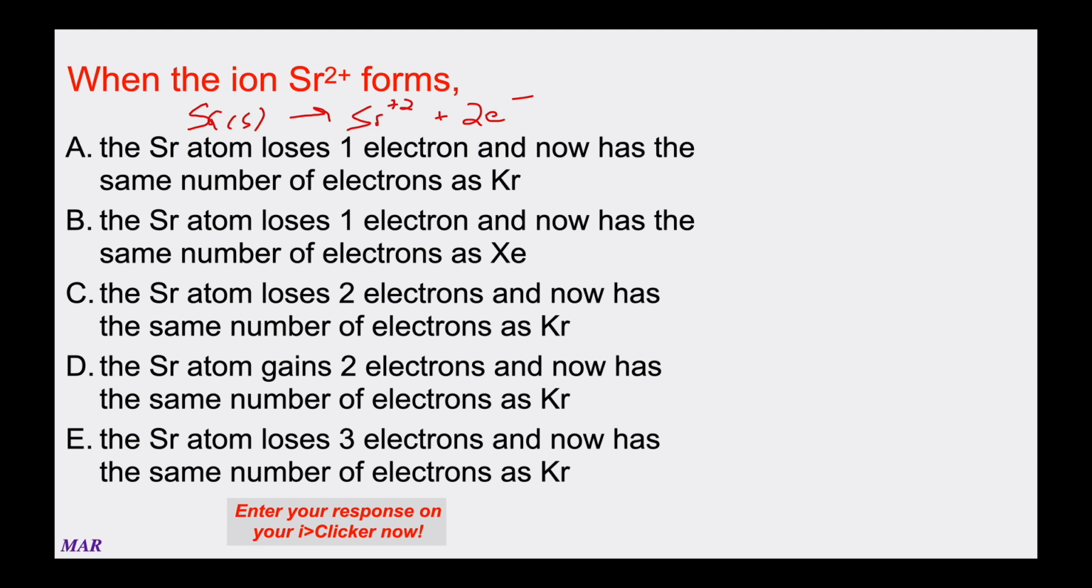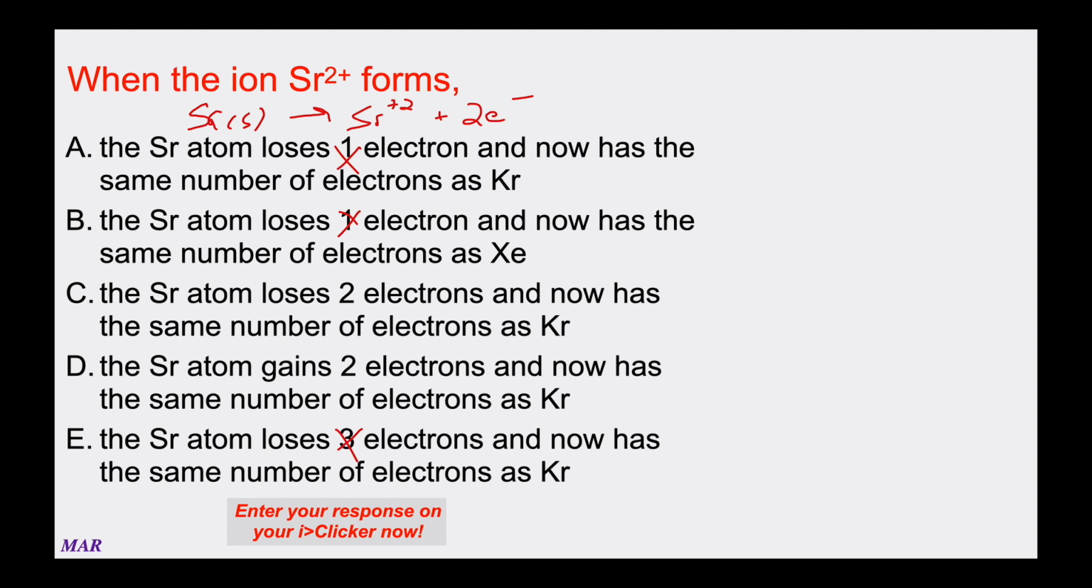So some of these here say something about 1 electron. That's not going to happen. If you have strontium, you're going to be losing 2 electrons. You're not losing 1 electron to make a +1 strontium, you're losing 2 of them. The last one, E, is also not right. If you lost 3 electrons, the strontium would have a +3 charge, and you certainly don't have that.